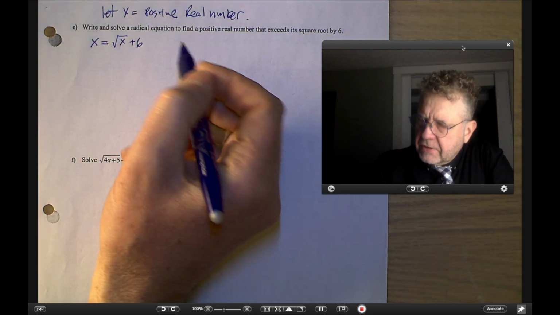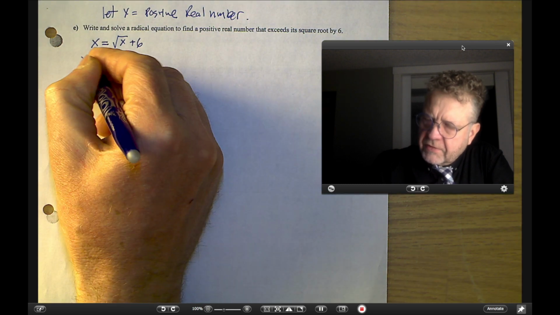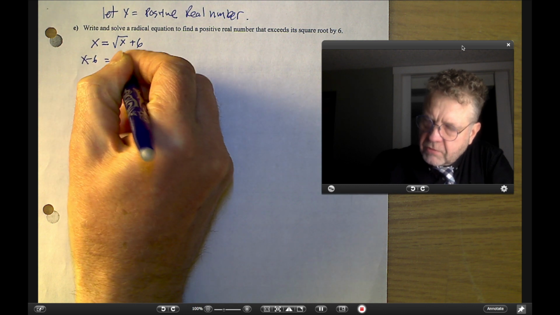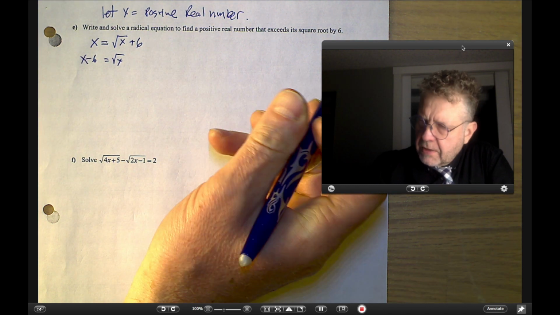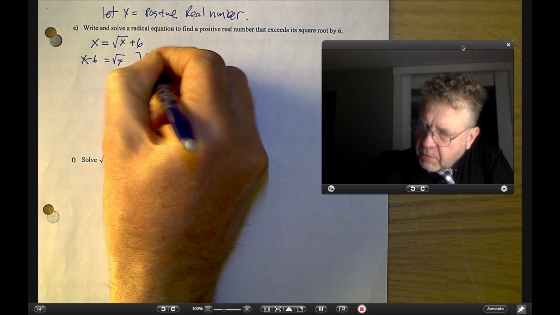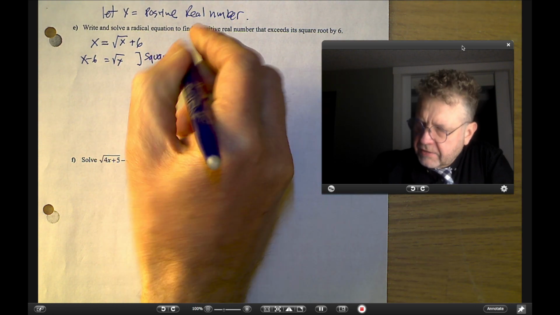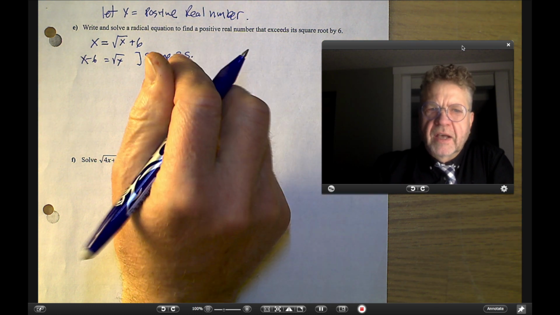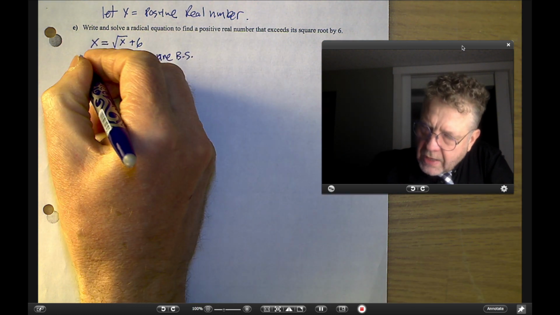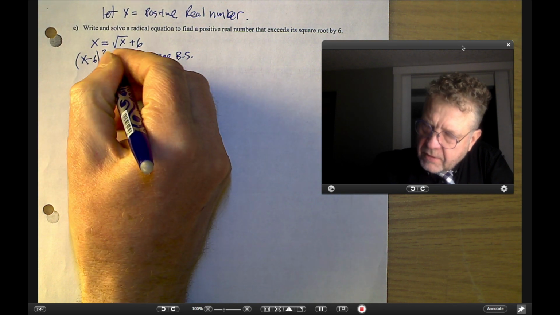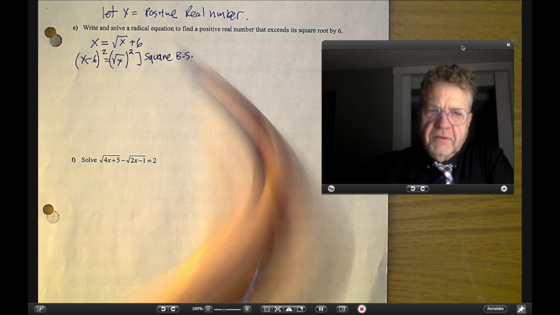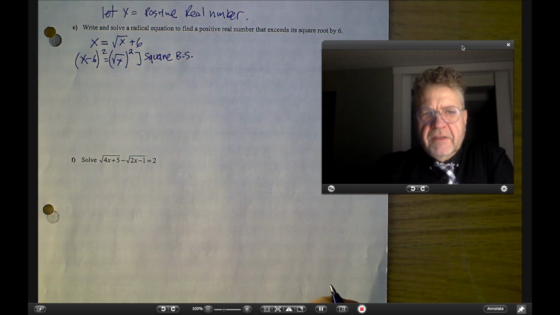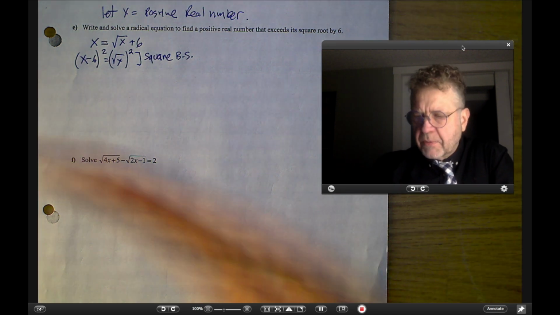So first thing I'm going to do here is I'm going to bring the 6 over. So I'm going to have x minus 6 equals the square root of x. Cool. Then, because I want to get rid of the radical, I'm going to square both sides. Square BS. BS stands for both sides. And when I square both sides, I'm going to get something that looks like that, right? On the right side, the square root of x squared is going to be x. I'm going to end up with x on the right side.